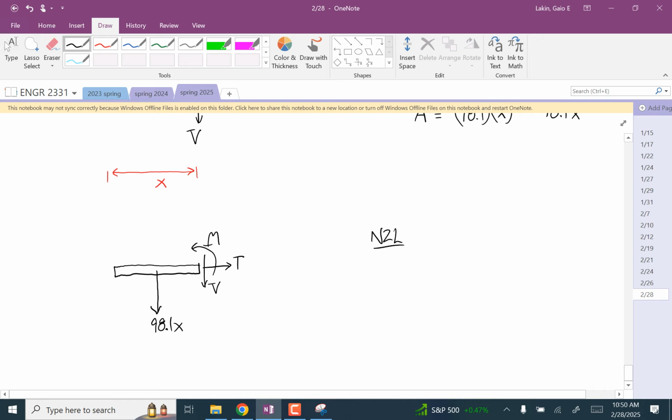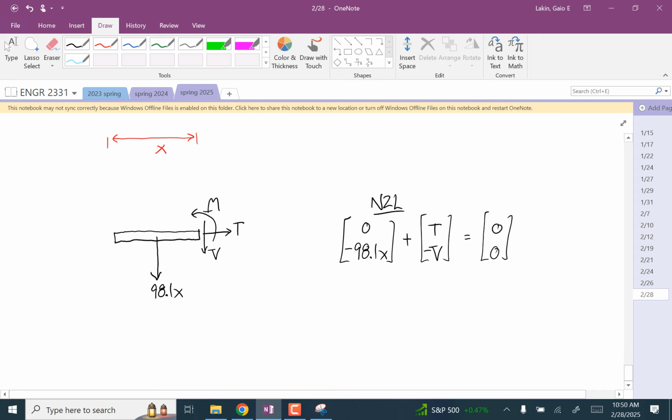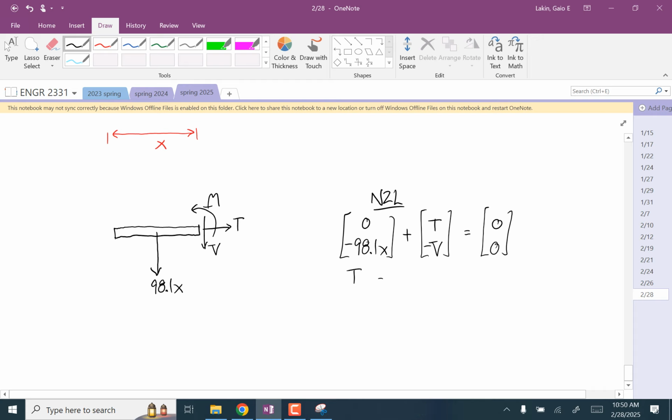And now we can go to Newton's second law. It says 0 equals negative 98.1x plus T minus V is equal to zero. So T is equal to 0 and V is equal to negative 98.1x.